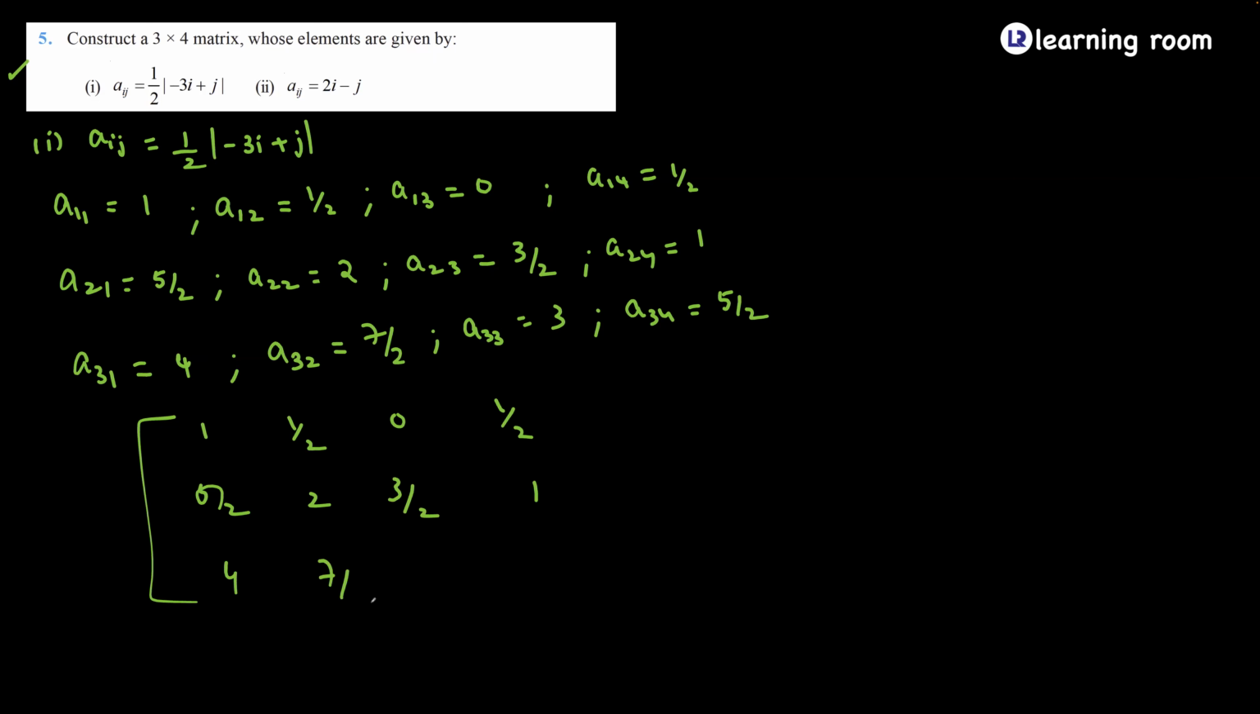4, 7 by 2, 3, and 5 by 2. All the elements are going to be obviously positive. Right? Okay. Shall I proceed?